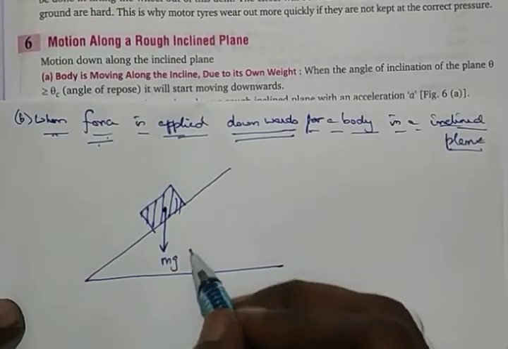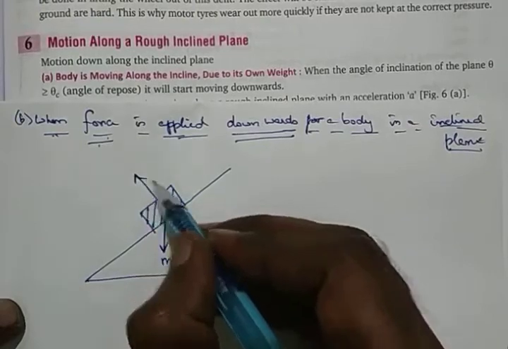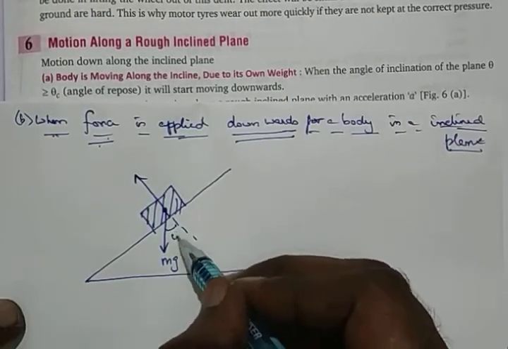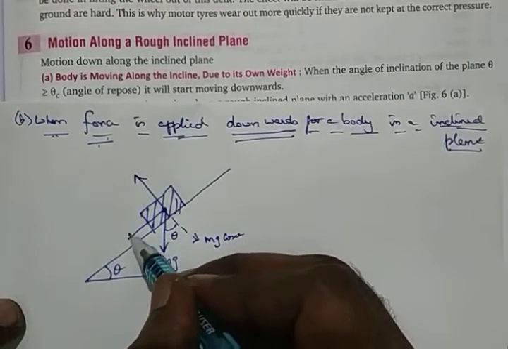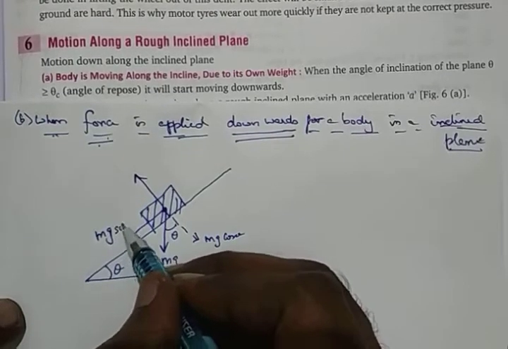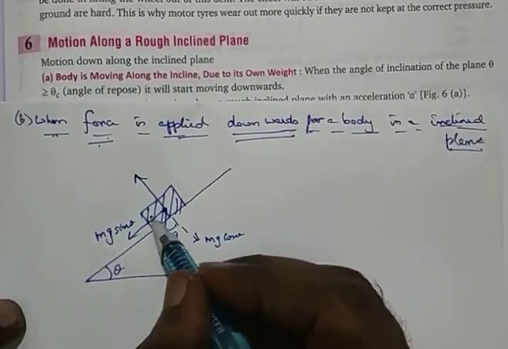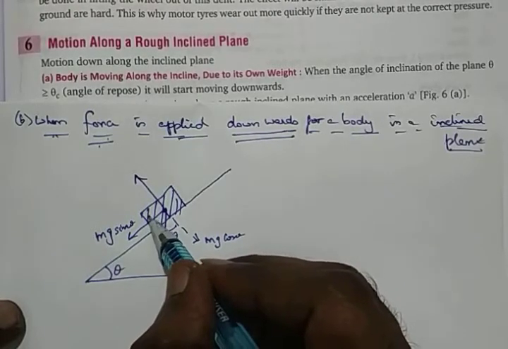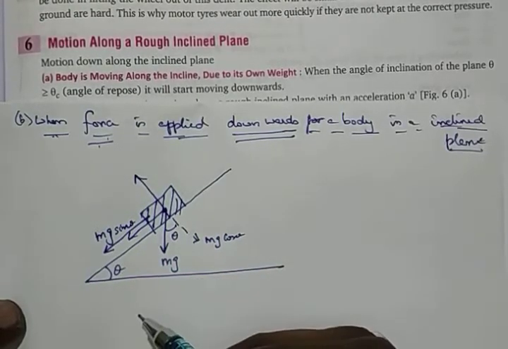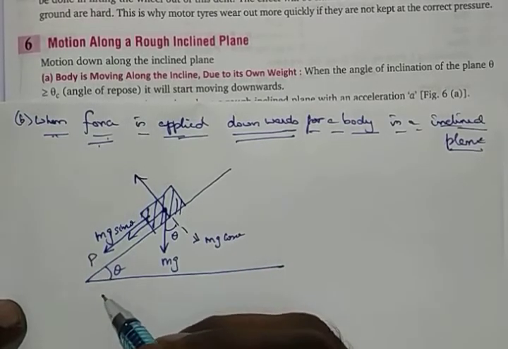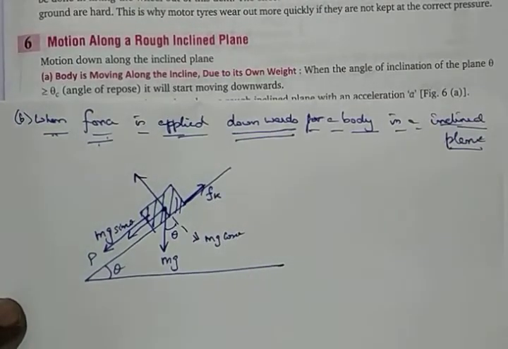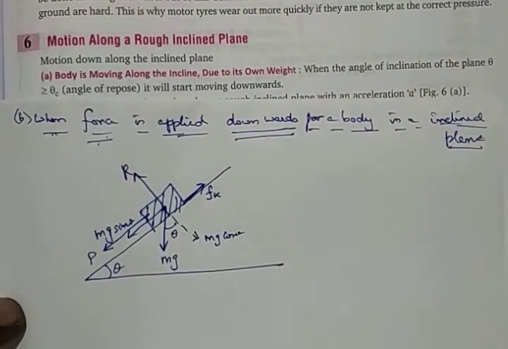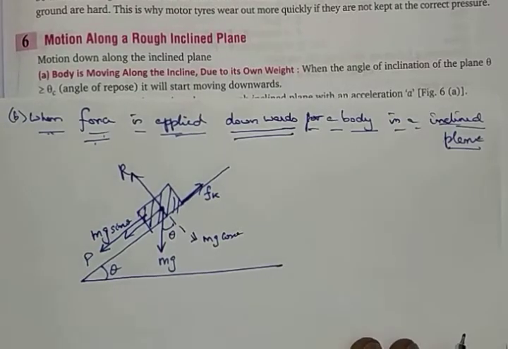So this is mg, and we know this is going to be R, and this comes like this. This is theta here, this is also theta here, and this is mg cos theta, and this is mg sin theta. Along with this, our force is applied here. We can call this force P. P is the force which is applied here. Now there is a frictional force Fk acting exactly opposite to this one, and here you have the normal reaction. So the same things are there again.